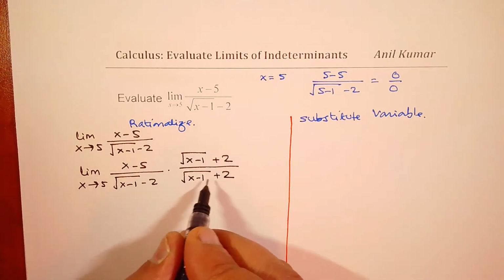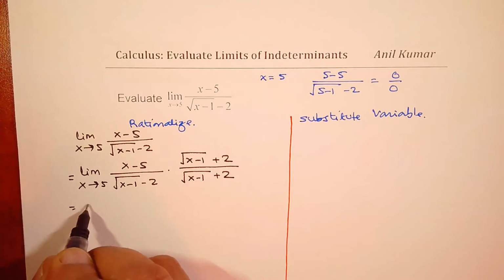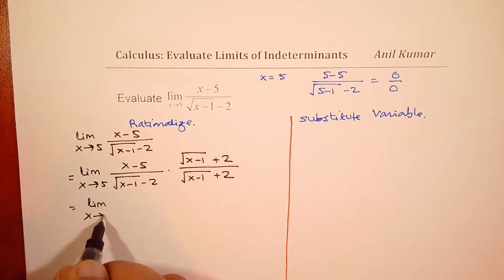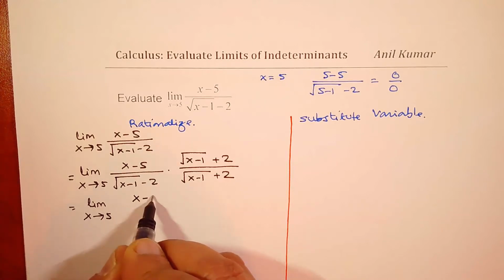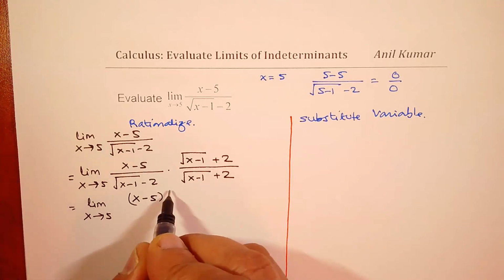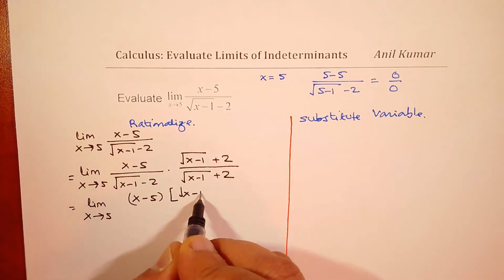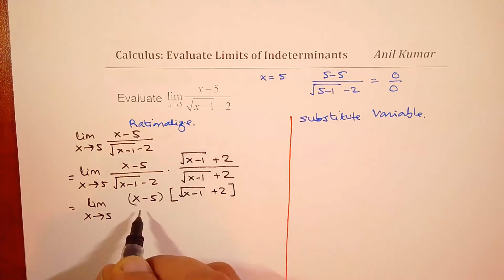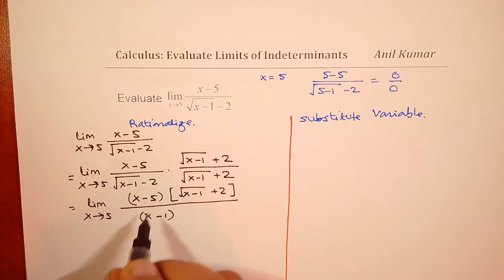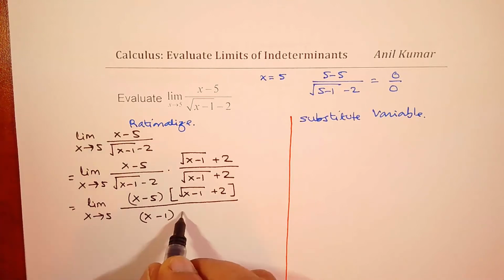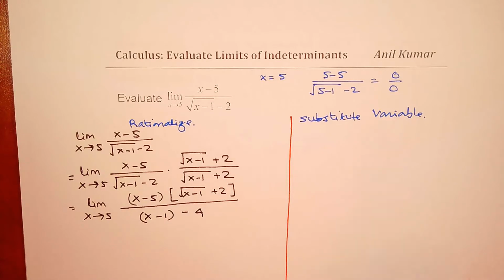Now, using difference of squares, we get this as limit x approaches 5. In the numerator, we get (x minus 5) times, let me put it in square brackets, [square root of (x minus 1) plus 2]. And in the denominator, we get difference of squares, so we get (x minus 1) whole squared, which gets rid of the square root, minus 4. Now x minus 4 and minus 1 makes it x minus 5, correct?